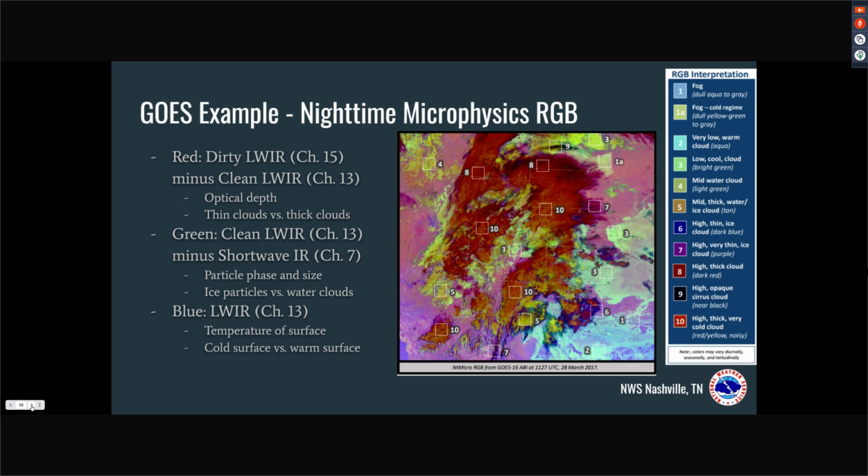So I mentioned earlier the nighttime microphysics. Again, we'll use two versions of our long wave here. We'll use the clean and the dirty, which basically provides us with some more information about how clouds are acting, so if they're thin or they're thick. We'll also utilize the clean infrared again, and then we'll look at the shortwave, and that gives an idea if it's ice particles or water particles. And then the blue color again is that long wave IR to give us some temperature information.